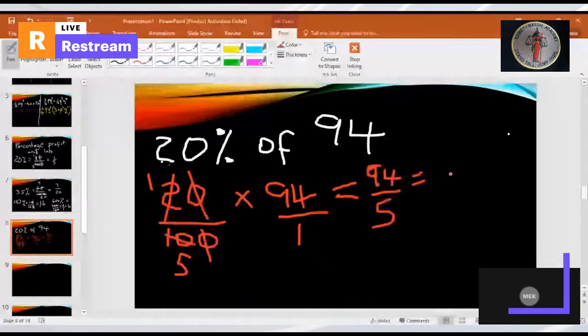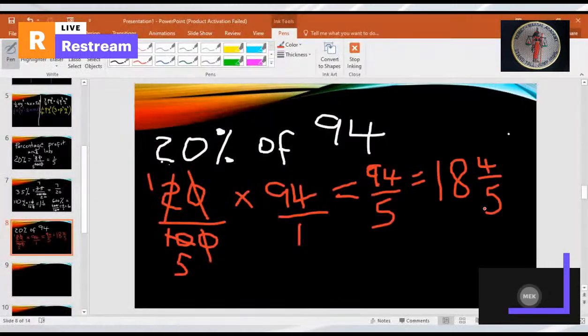5 into 9 one time, remainder 4, 8 times 4, and we add a decimal, or we can leave it as a fraction. So 50% of 94, we just put the 20 over 100 times 94.